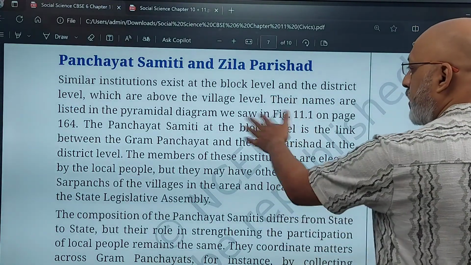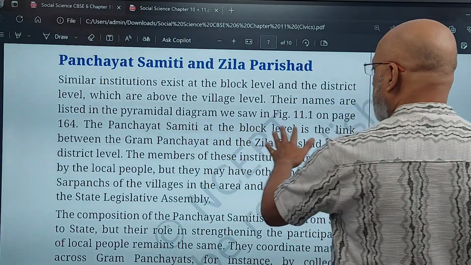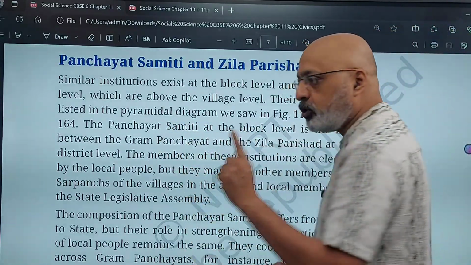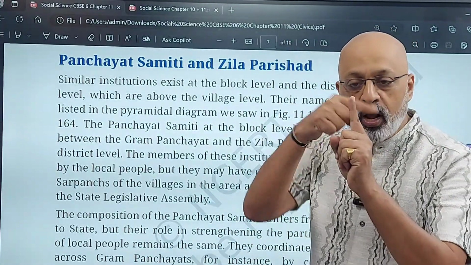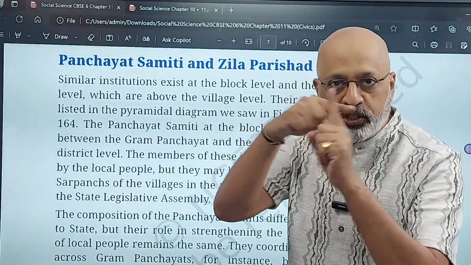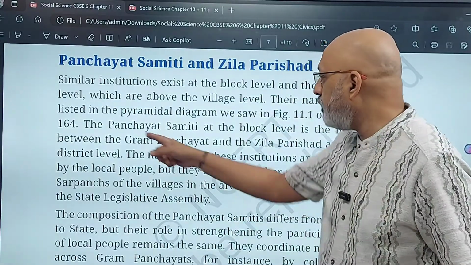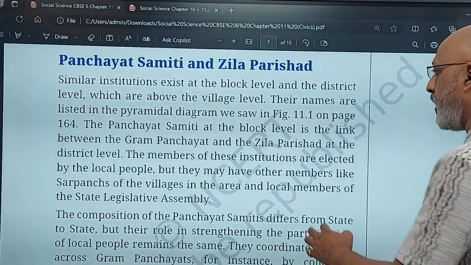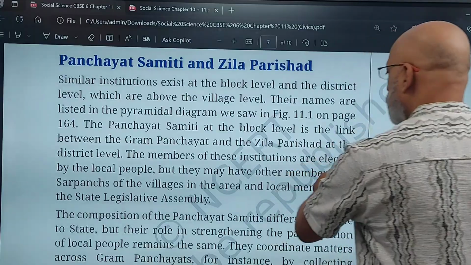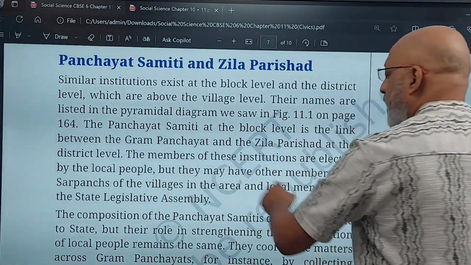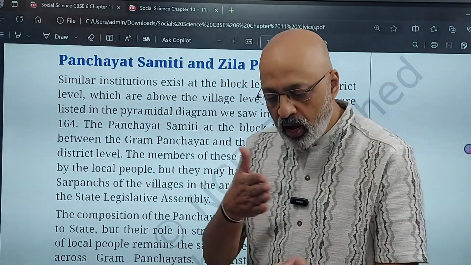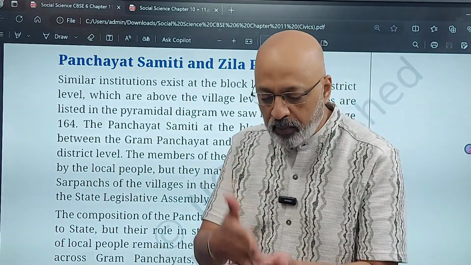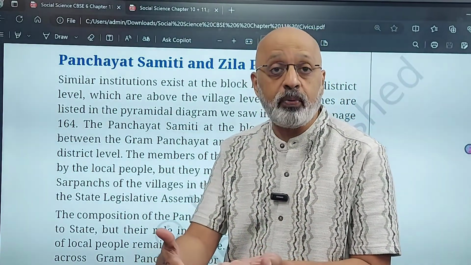So we have already seen the diagram. So the Panchayat Samiti at the block level is the link between, जो बीच का है, the middle berth is the link between the upper berth and the lower berth, between the village and the Zilla Parishad, the Mandal Parishad in between, which is also called Panchayat Samiti. Okay. The members of these institutions are elected by the local people, but because in some villages you will have Panchayat elections, Mandal, so you will have to put 3 votes for the Panchayat election, for the Mandal Parishad election and for the Zilla Parishad election.